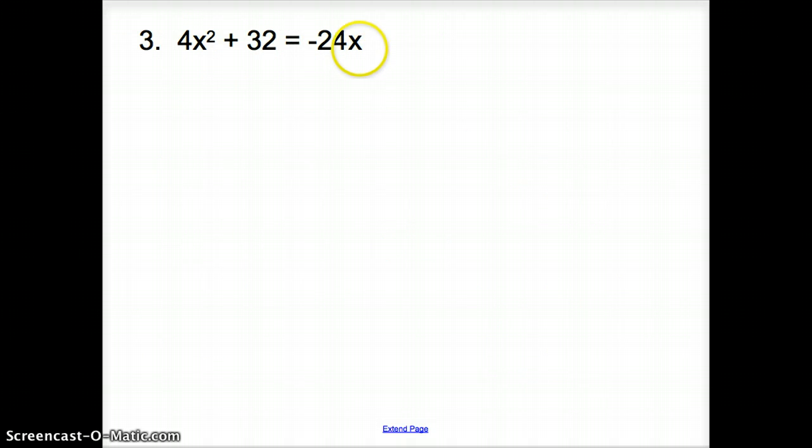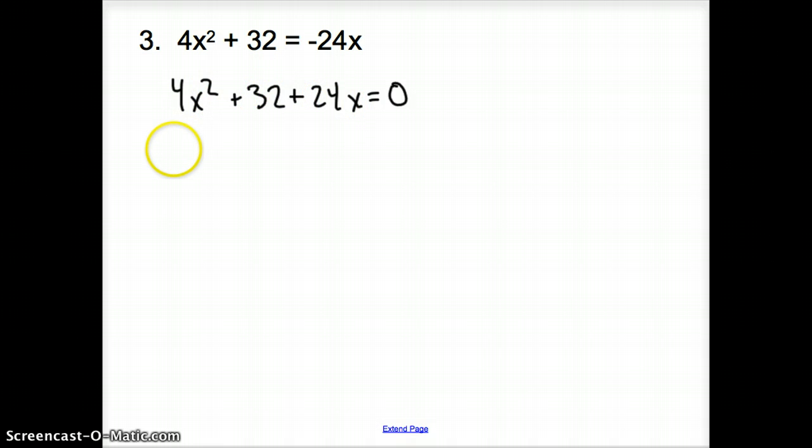Here with number 3, the first thing we check for, does this equal 0? It does not equal 0. So what do we have to do? We have to move it to the other side. How do we move it to the other side? We add it. So it's 4x squared plus 32, then plus 24x equals 0. Now, is this how you are used to seeing it? It is not. Remember, it goes x squared, then x. It goes in order of descending powers. So now it's 4x squared. As I rearrange them, it's 4x squared plus 24x plus 32 equals 0.